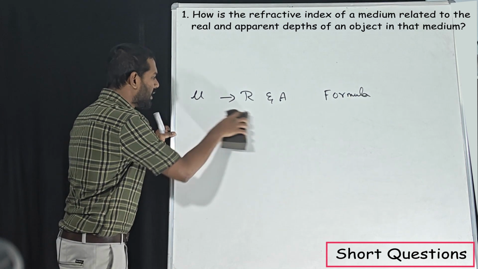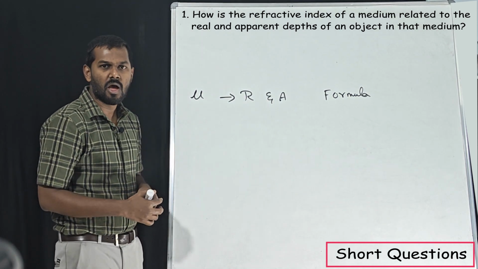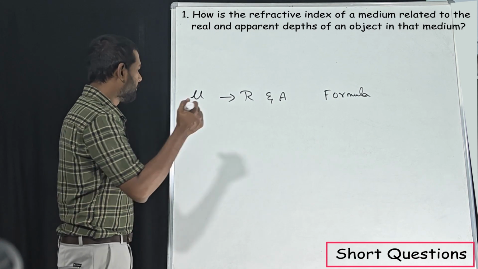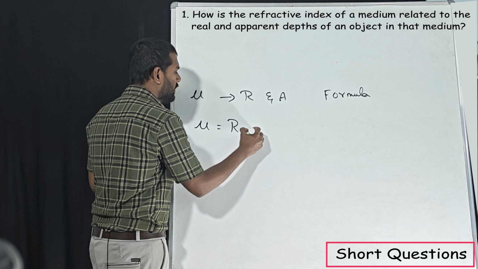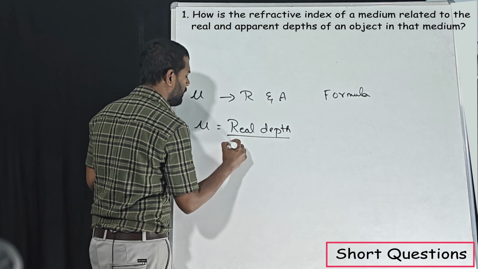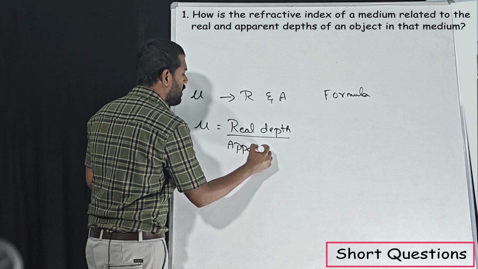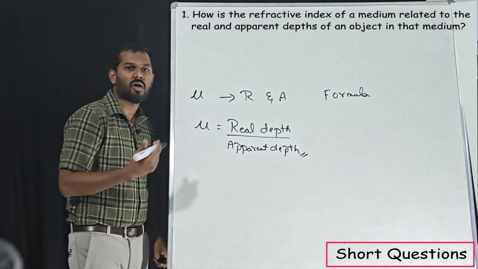Now we'll go for this question. In this question, it is clearly mentioned that three physical quantities we have to write, how they are related. Mu is equal to real depth by apparent depth. This is what we have learnt in concept video.